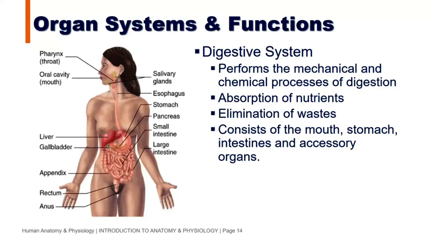Then we have our digestive system, which helps to perform the mechanical and chemical processes of digestion, absorption of nutrients, elimination of waste, and it consists of the mouth, stomach, intestines, and accessory organs. So as you can see from here, you have your pharynx or your throat, and then you have your oral cavity or your mouth, then you have your salivary glands, then you have your esophagus, your stomach, your pancreas, small intestine, and large intestine. And on the side, you have your liver and your gallbladder. Then you have your appendix, rectum, and anus.